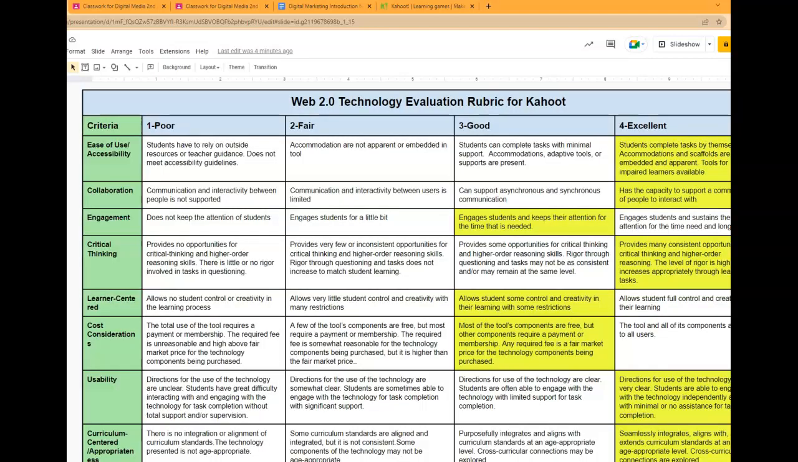Here is the rubric I used for Kahoot. I believe on one of the criteria, Kahoot met excellent. On three of them, they met good.